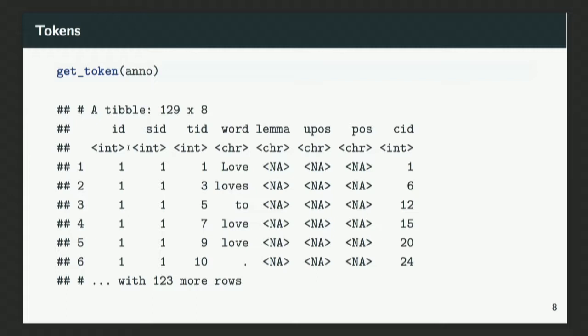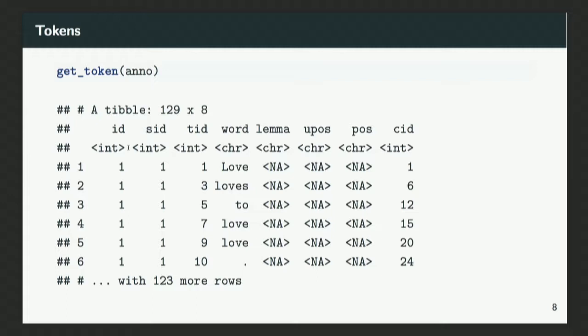There's one row for each token, so a token, a word, or a punctuation mark. There are some fields in the beginning that tell us the ID is the document. There's only one document in this case. The SID tells me the sentence, and the TID tells me the token number. And then I have the word, and then I have a bunch of columns there that are empty.